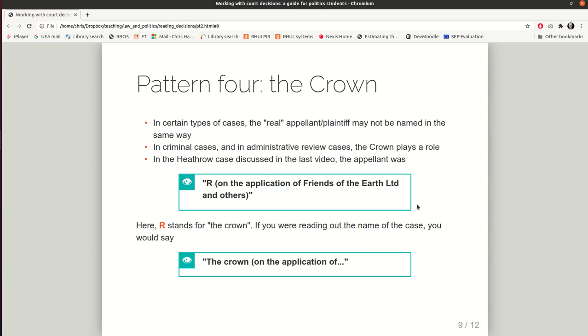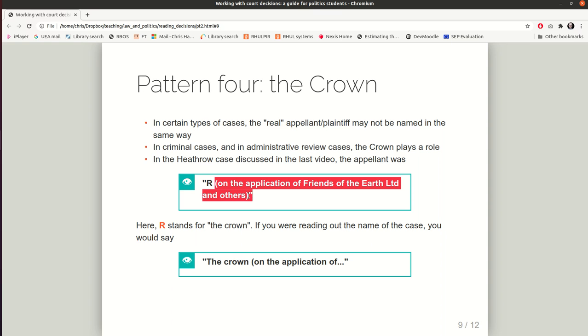There's one final pattern that I ought to mention to you, and that's a kind of disguised version of the first and second patterns. Because in some cases, the real appellant or the real plaintiff doesn't appear in quite the same way. Because in criminal cases and administrative cases, the Crown plays a role. So when I gave you that UK Supreme Court title page for the Heathrow decision, it appeared in this way. So we had Friends of the Earth, but we don't see Friends of the Earth coming first, we see R up front, and then Friends of the Earth feature in brackets.